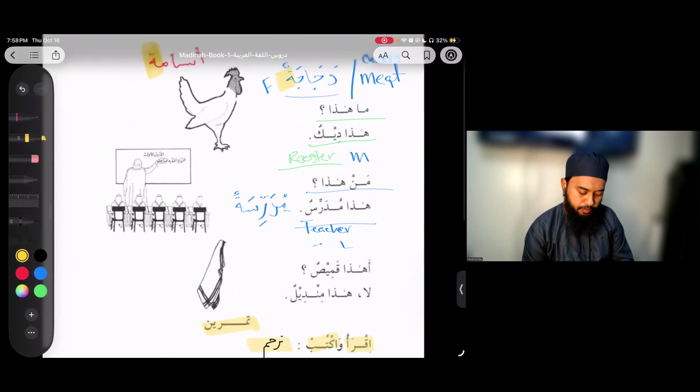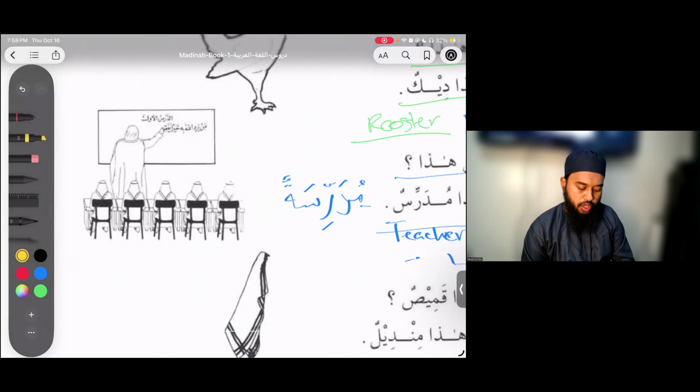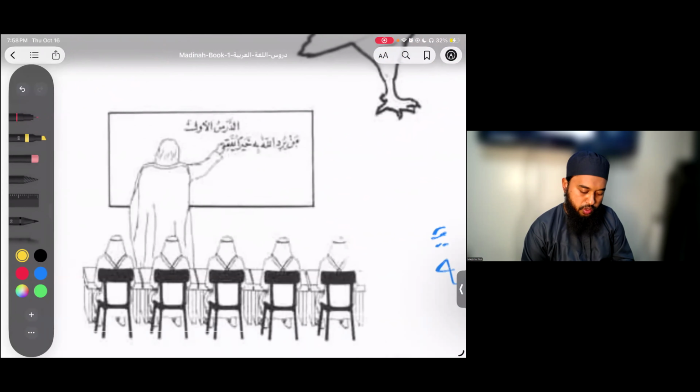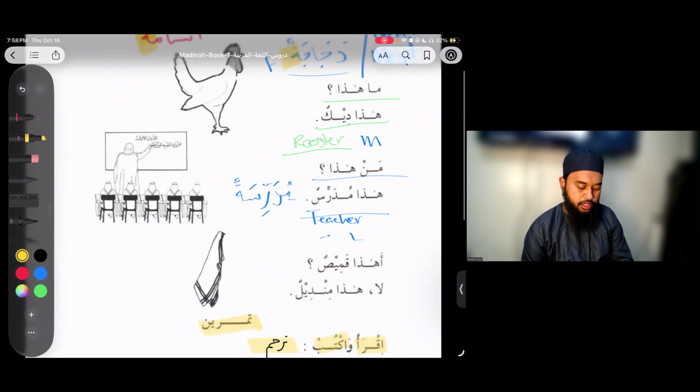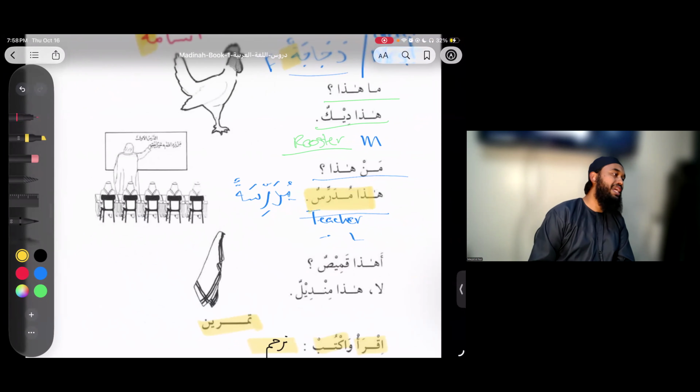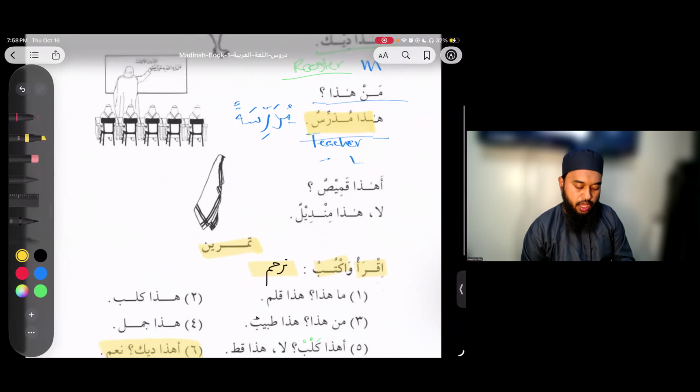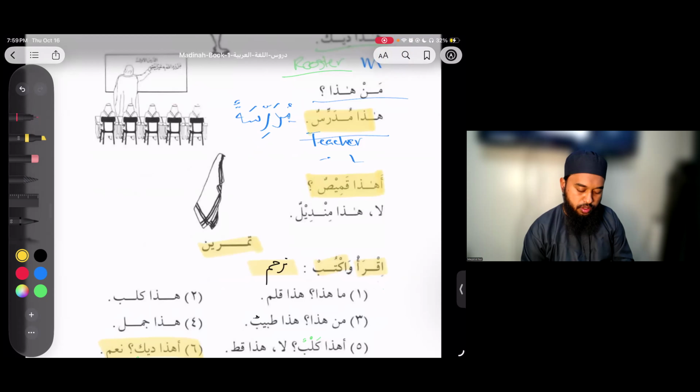Man hada, we see a sheikh teaching, and he's teaching ad-dars al-awwal, first lesson, man yuridillahu bihi khayran yufaqqihhu fi ad-din. He's teaching a hadith. Hada mudarris, this is a teacher, not a female teacher. So what is mudarris? Teacher. Hada mudarris. Hada qamis. Is this a shirt?